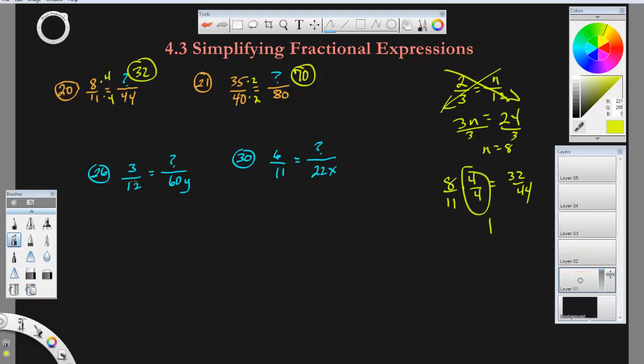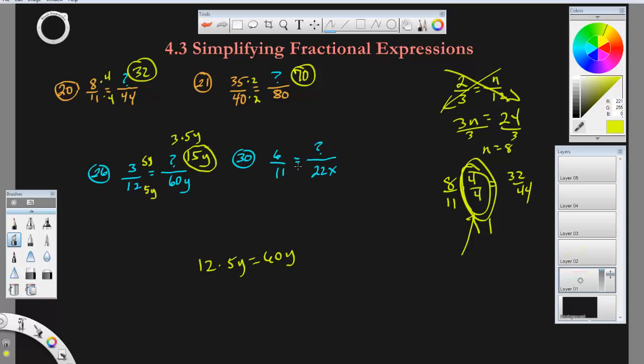So I ask you, 12 times what is 60y? Well, in this case, that would be 5y. Because 12 times 5y would be 60y. So you have to follow suit on this concept of multiplying by 1. So this has to be 5y on the top, too. What you do to the bottom, you have to do to the top. So this answer here will be 3 times 5y, and 3 times 5y would be 15y. I'm going to be circling my answers there.